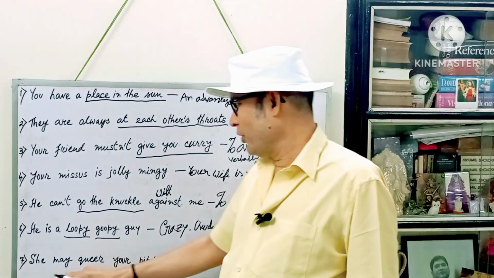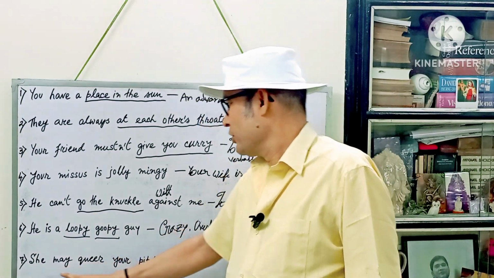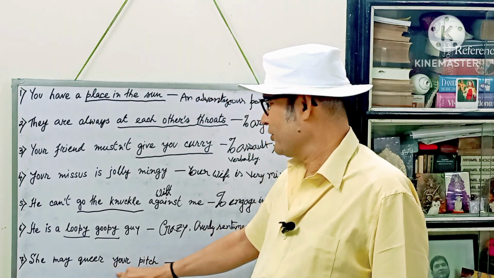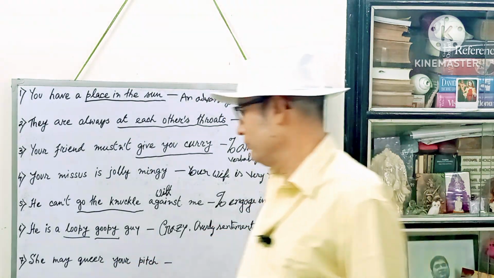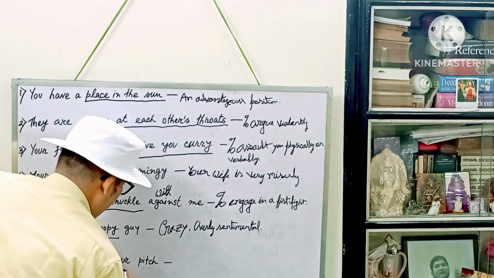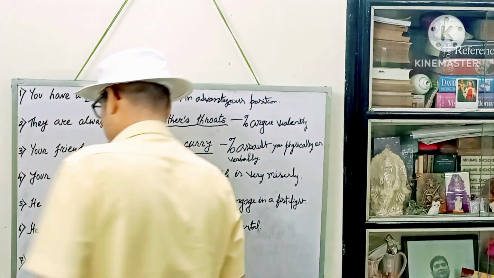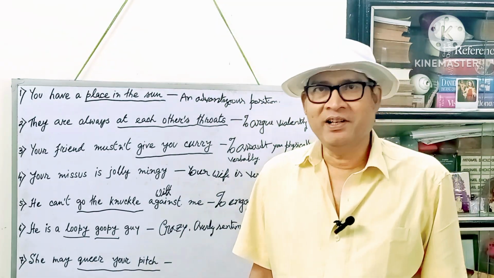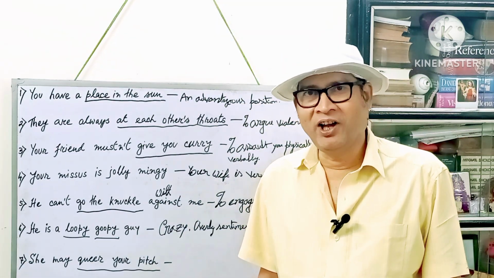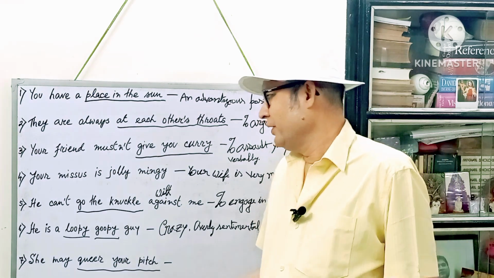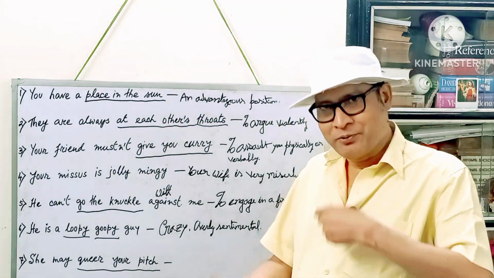All right, let's move on to sentence number 7. She may queer your pitch. So here, this phrase is unknown to you. Queer your pitch. She may queer your pitch, which simply means she may spoil your plan, upset your plan.